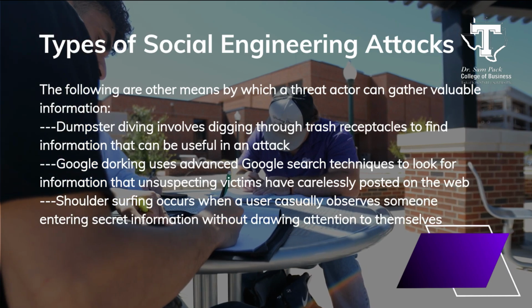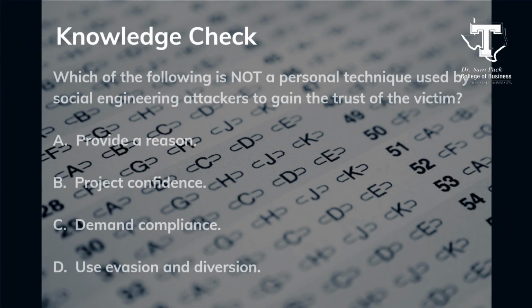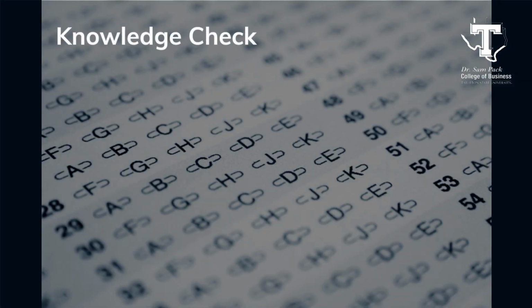protecting against such threats. Which of the following is not a personal technique used by social engineering attackers to gain the trust of the victim? A. Provide a reason. B. Project confidence. C. Demand compliance. D. Use evasion and diversion. The correct answer to the question is C.